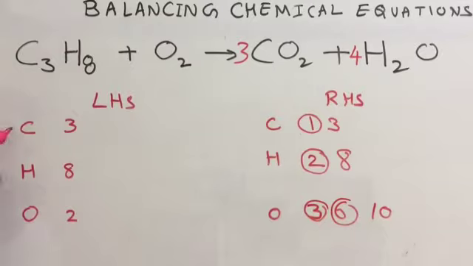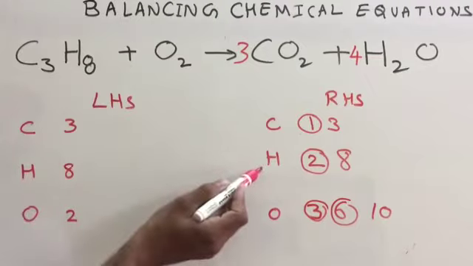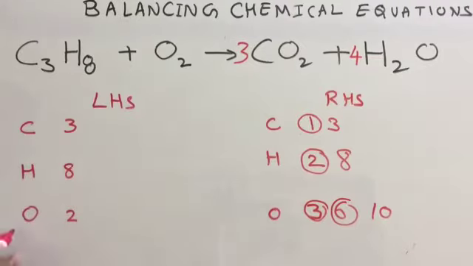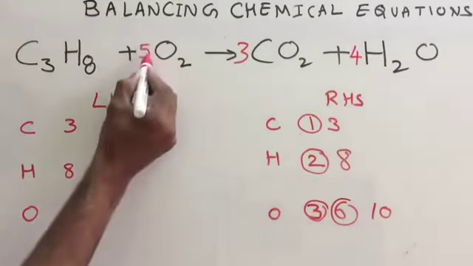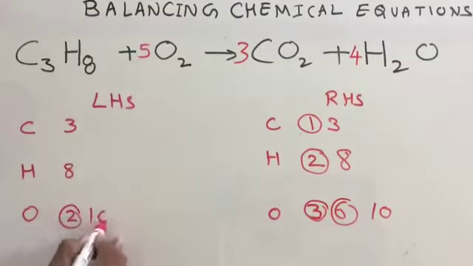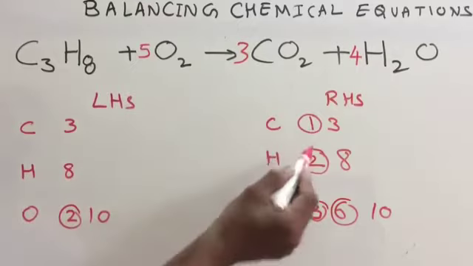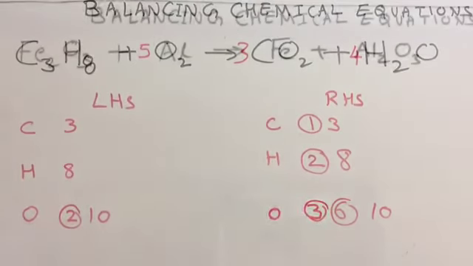Carbon you have 3 on LHS, 3 on RHS, balanced. Hydrogen you have 8 on LHS, 8 on RHS, balanced. But oxygen you have 2 on LHS, 10 on RHS. So simply multiply with 5, 5 2s are 10. Thus you check here 3, 8, 10, 3, 8, 10. So your equation is balanced. One more equation.